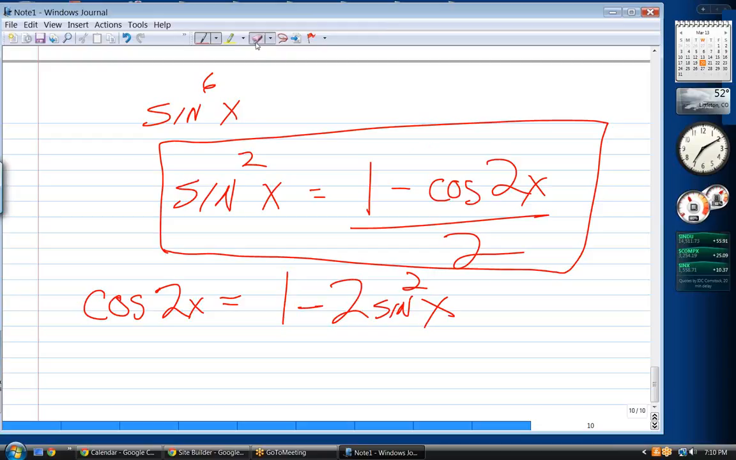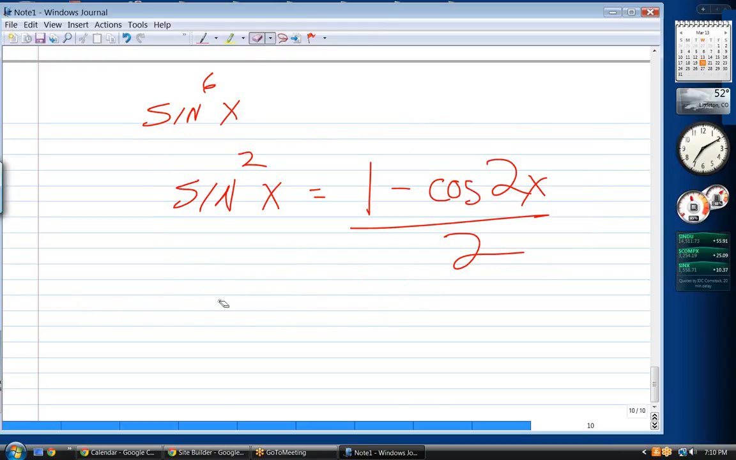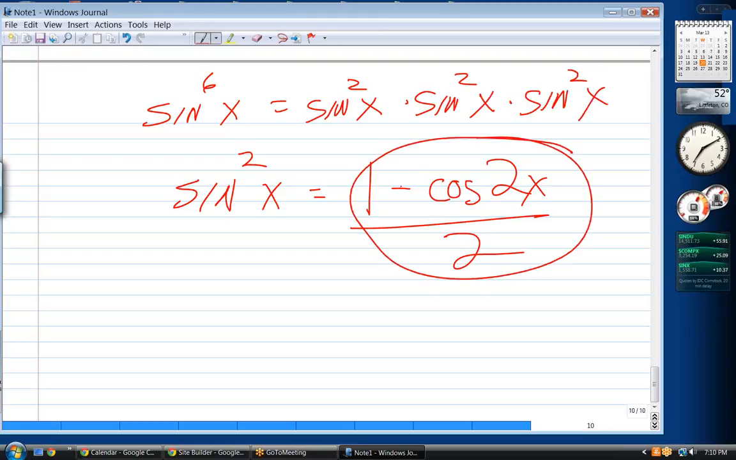It allows me to reduce these powers such that now I can take my sine to the 6th of x, which is equal to sine squared times sine squared times sine squared. And each sine squared is that, so it's actually this to the 3rd.